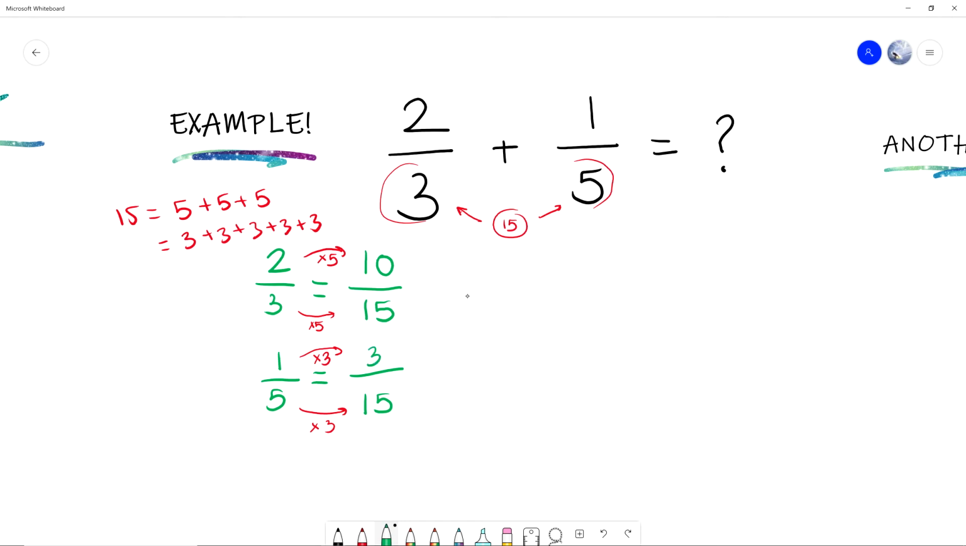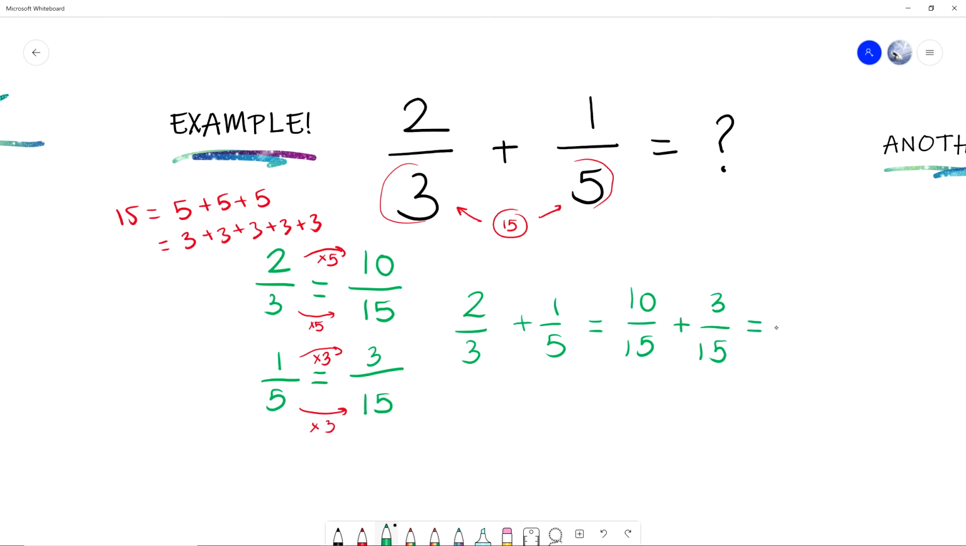Very good. So what we found out is that 2/3 plus a fifth can be rewritten. 2/3 is 10 over 15, and 1/5 is 3 over 15. And now they talk the same language. They're both 15ths. So can I write the sum? How much is 10 15ths plus 3 15ths? 13 15ths, and that would be the answer. Okay, very good. I think that makes sense to me.